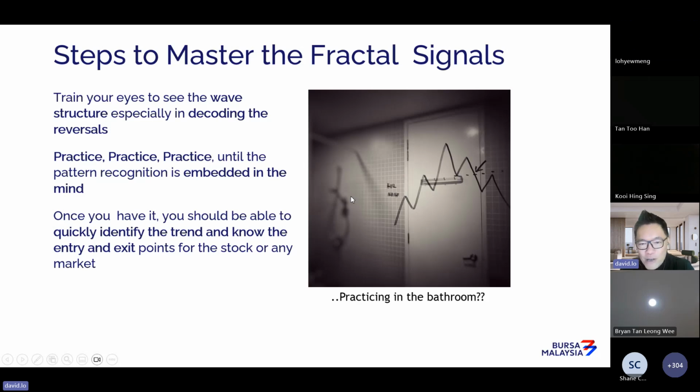So you need to master it. You've got to see it until it's in your eye. So practice until you can see this signal.